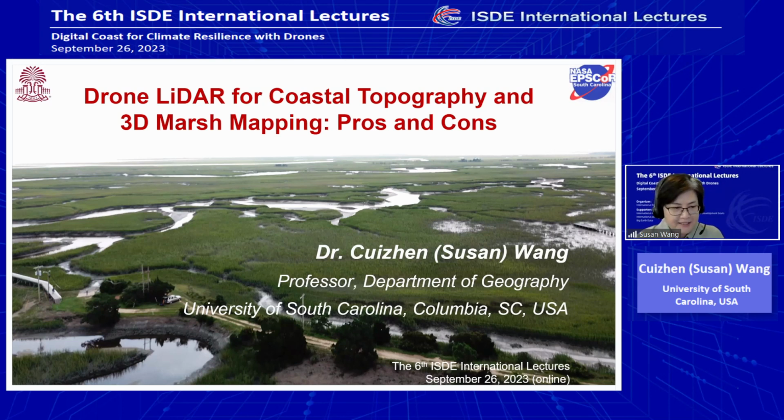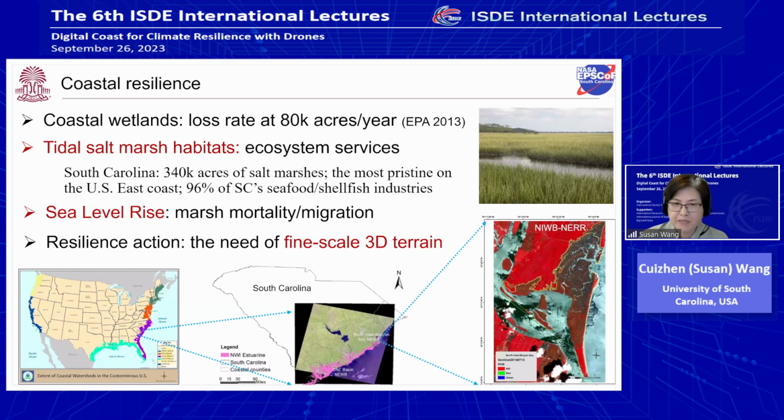And today it's my pleasure to share my recent research and also lessons learned about drone LiDAR on 3D marsh mapping. So the coastal wetlands have been known for wetland loss, and it's quite significant, at a much higher rate than the inland wetlands.